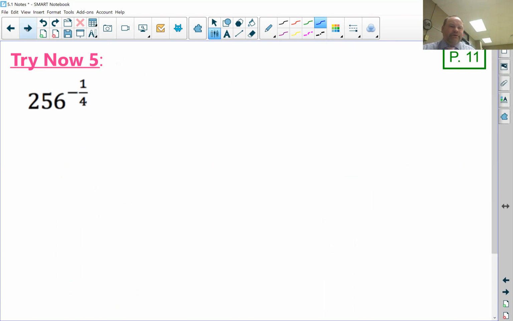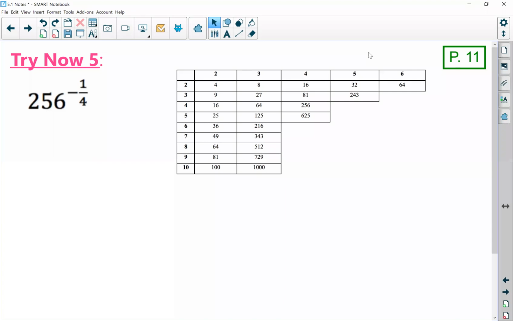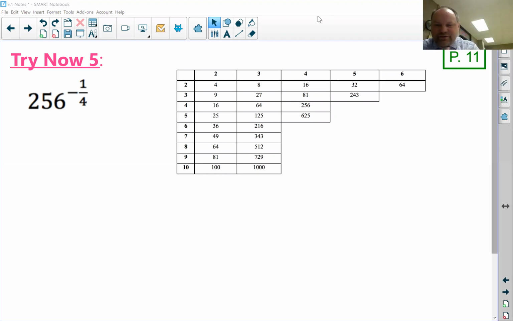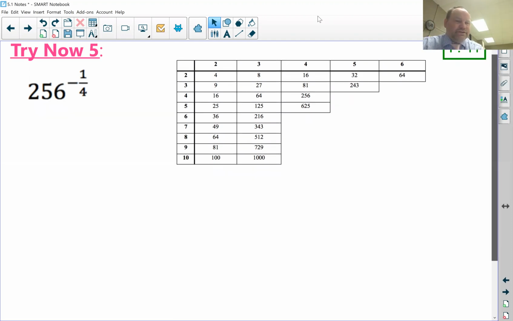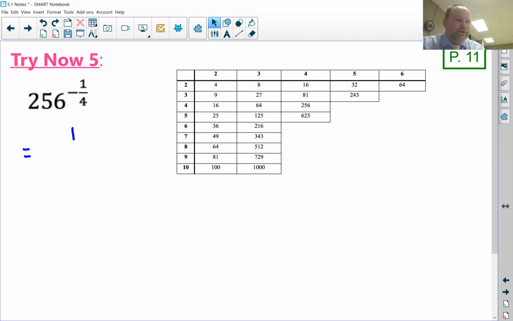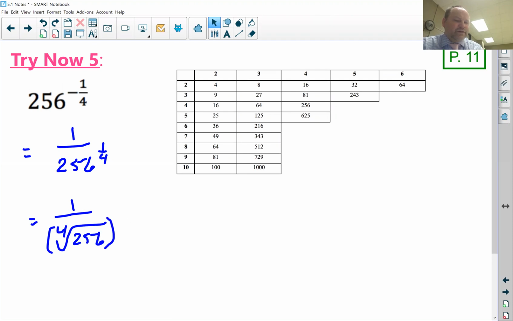Try this one. 256 to the negative 1/4. So if you have your chart, that will help. All right, so here's how we can get this one. So this is 1 over 256 to the positive 1/4, which is 1 over the 4th root of 256 to the 1st power.